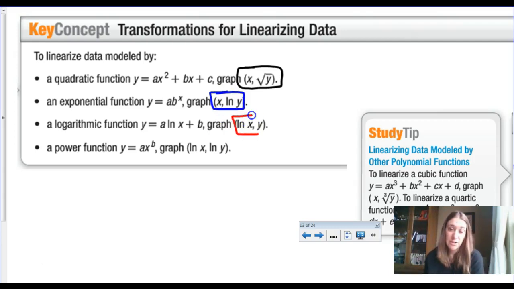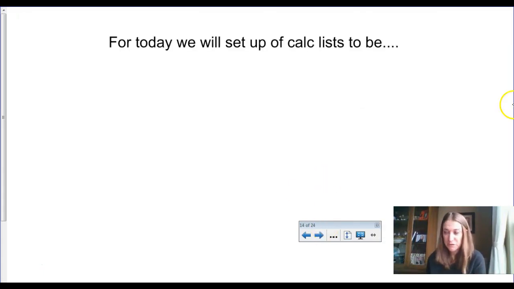Logarithmic is natural log of x comma y. And then the power functions would be natural log of x and natural log of y. So the good news is, at no point do I expect you to memorize these little test comparisons. We're going to be using list 1, list 2, list 3, list 4, and list 5 in our calculators, and we're going to keep them the same all day today. So we're just going to jot down what we're doing in each list, and then keep doing it the same way because I'm going to confuse myself today.